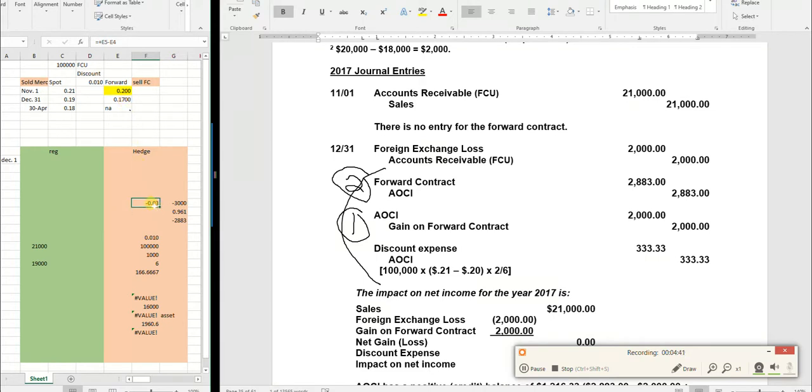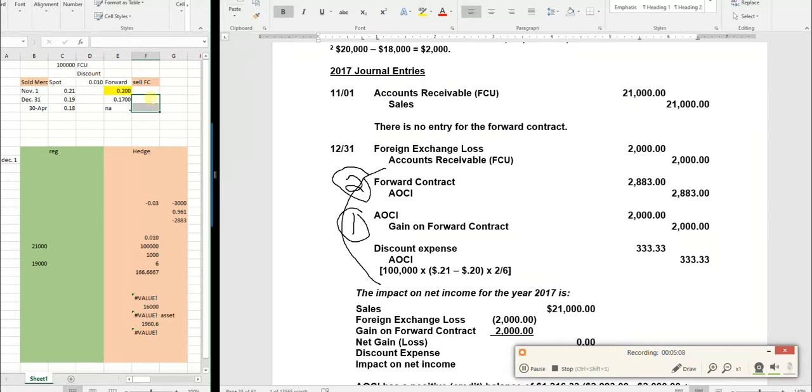The negatives are irrelevant. And I know I have 100,000 foreign currency units. So I simply take my 0.03 times 100,000, I get 3,000. Okay, now I have to discount it back from December 31st, I'm sorry, from April 30th to December 31st. So I'm not settling it until April 30th, so I have to bring it back.